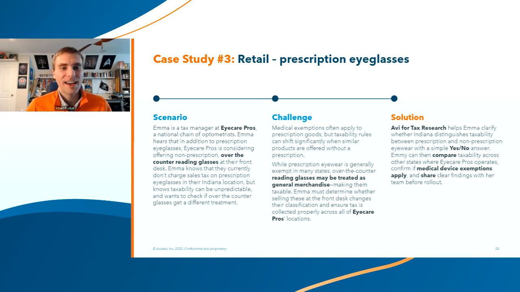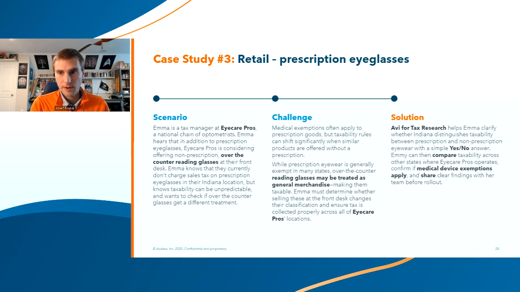All right, and I like this third example. The reason is, this is a real question that a customer asked me at our customer conference. Emma is a tax manager at iCare Pros, a national chain of optometrists. Emma hears that in addition to prescription eyeglasses, iCare Pros is considering offering non-prescription, over-the-counter reading glasses at their front desk. Emma knows that they currently don't charge sales tax on prescription eyeglasses at their Indiana location, but knows taxability can be unpredictable. So she wants to check.